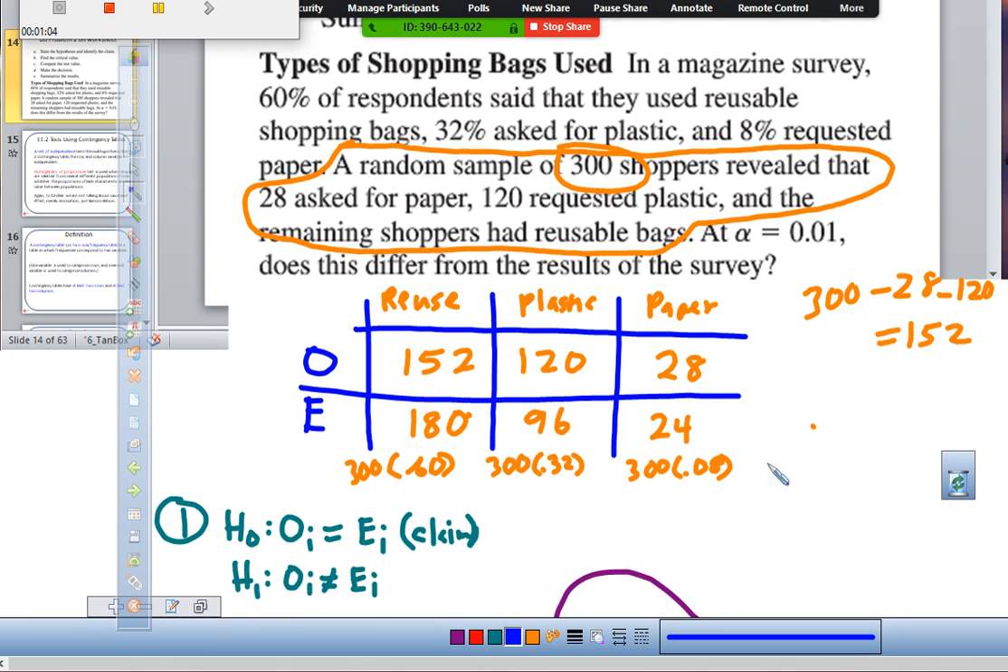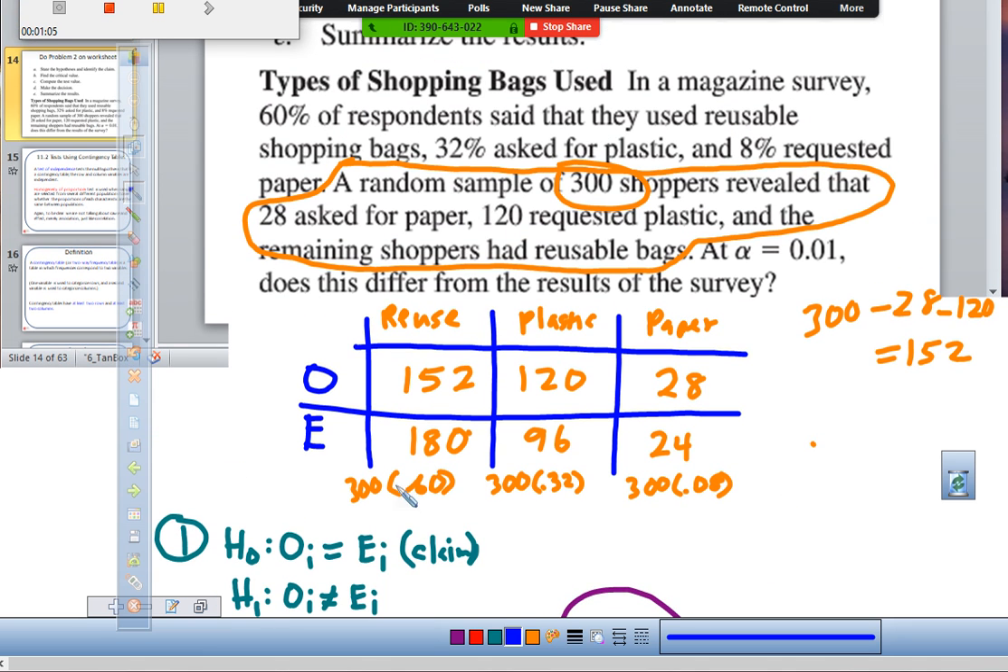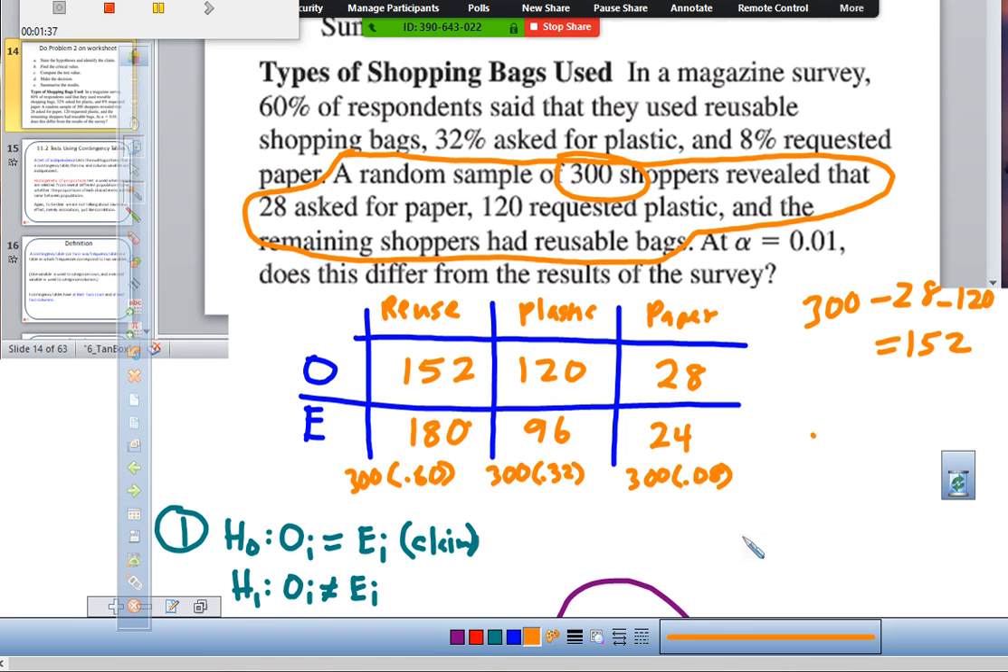So here, we had 60% were reusable, so np, 300 times 60%, 0.60, and then we had for plastic 32%, so 0.32 times 300, and then the last one, paper, 0.08. And don't make this mistake because it will mess you up in all your numbers. 8% is 8 cents, 0.08, not 0.8. It will totally give you the wrong numbers otherwise, and you'll be totally messed up.